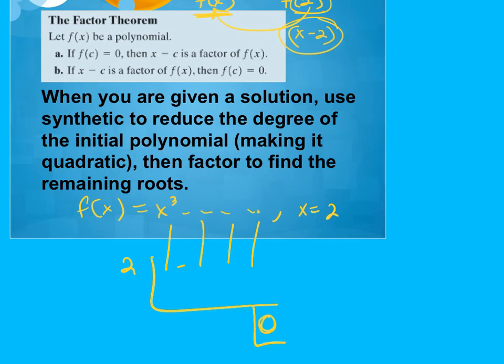It told me it's a factor. If it doesn't have a remainder of 0, I did something wrong. And then I will take the quotient here, which would now be an x squared, and I will either factor it if it's factorable, or I could use the quadratic formula. One way or the other, I can get to my remaining roots.